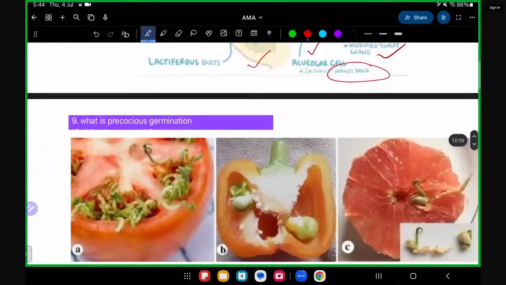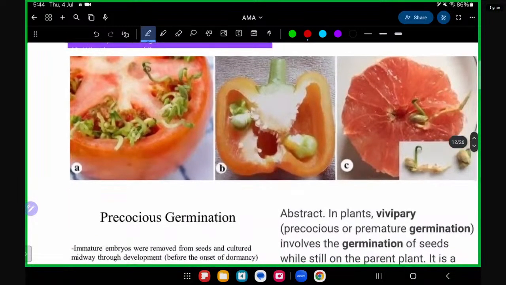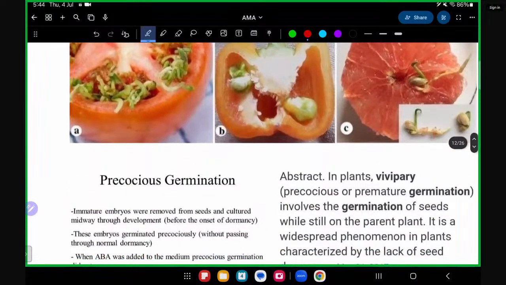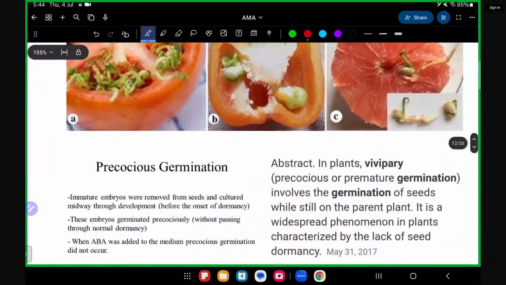Next up, we have question number 9. That is, what is precocious germination? Precocious germination is also known as premature germination. And it is a process of vivipary. In plants, vivipary, that is the precocious or premature germination, is the germination where the seed, while still on the parent plant, gets germinated.